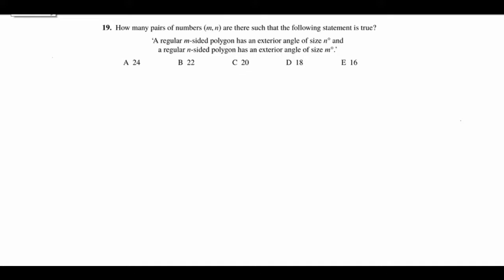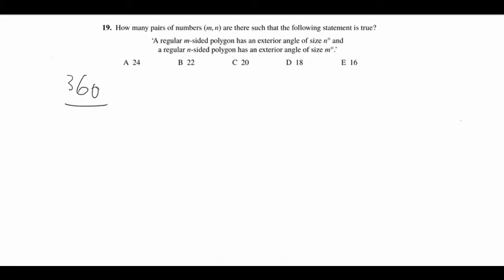Okay, question 19 is, how many pairs of numbers m and n are there such that the following statement is true? A regular m-sided polygon has an exterior angle of size n, and a regular n-sided polygon has an exterior angle of size m. So, because we're dealing with regular polygons, we know that 360 divided by the number of edges of a shape is equal to the exterior angle of the shape.